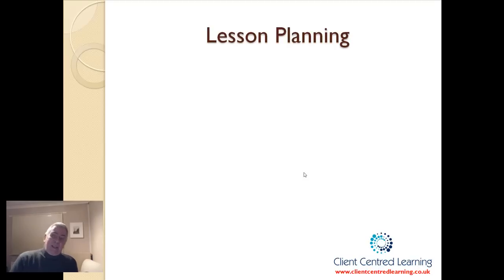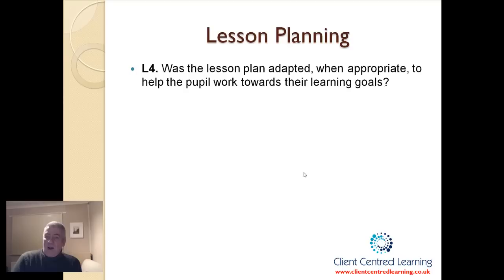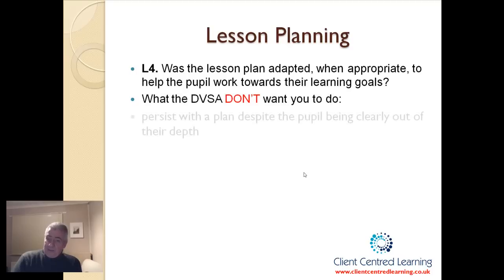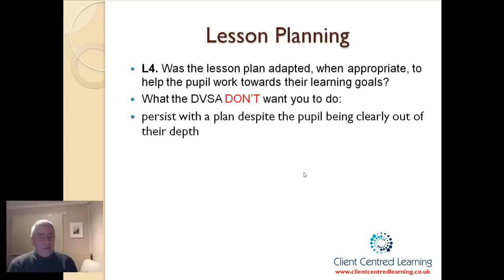If you didn't need to change the lesson plan, then that row, as with any other row where no action was taken, it's like, did the trainer intervene appropriately? Well, if he didn't need to intervene, or there was no need for a change, that defaults to a 3. So we don't need to worry about that. What they don't want you to do is to persist with a plan, despite the pupil being clearly out of their depth.